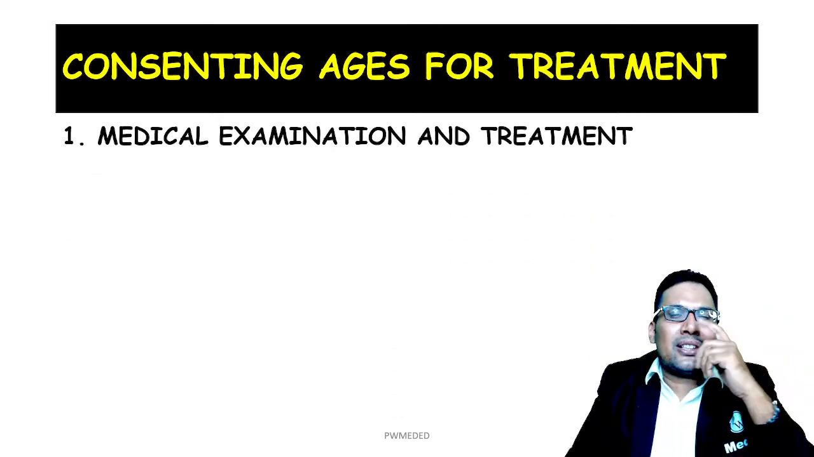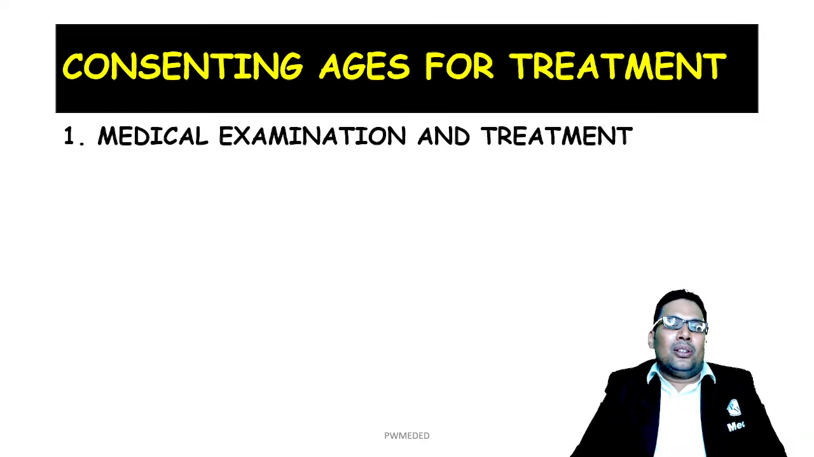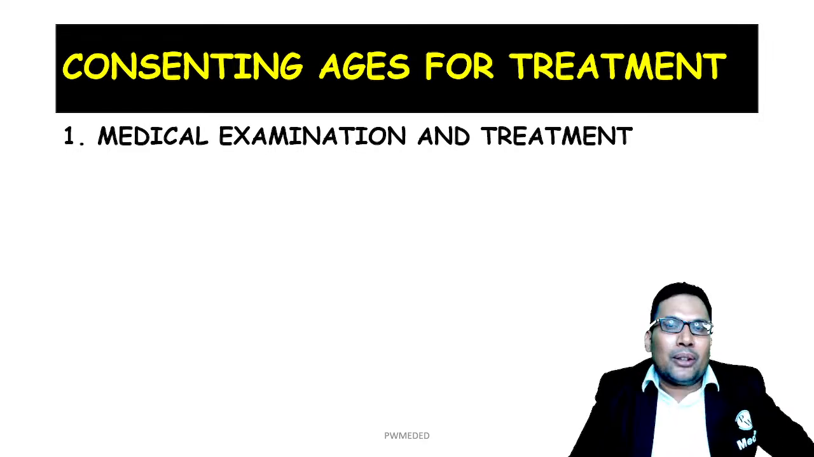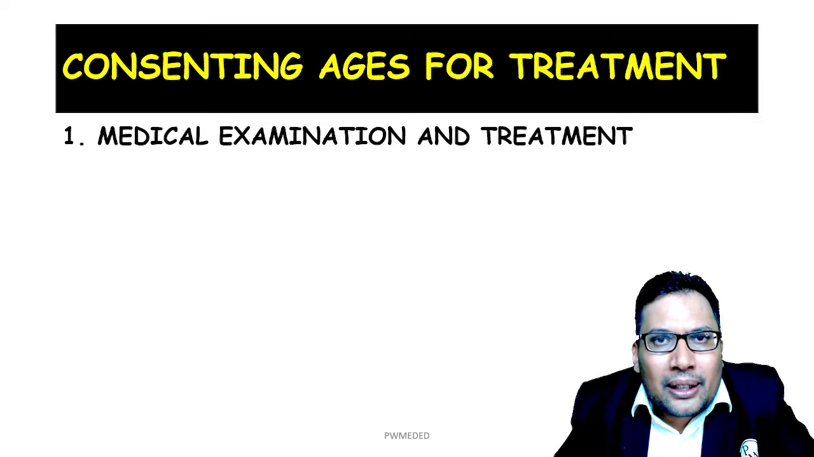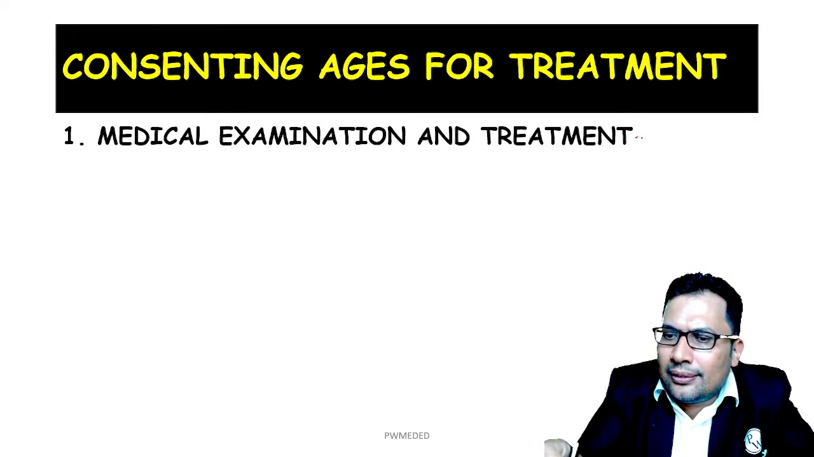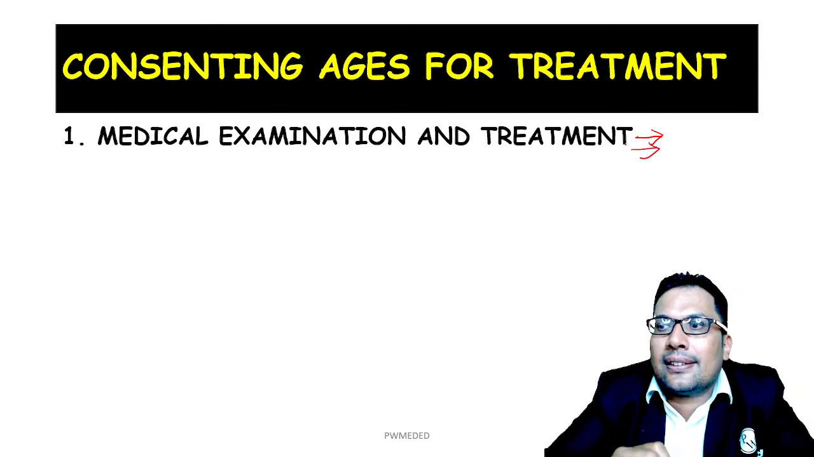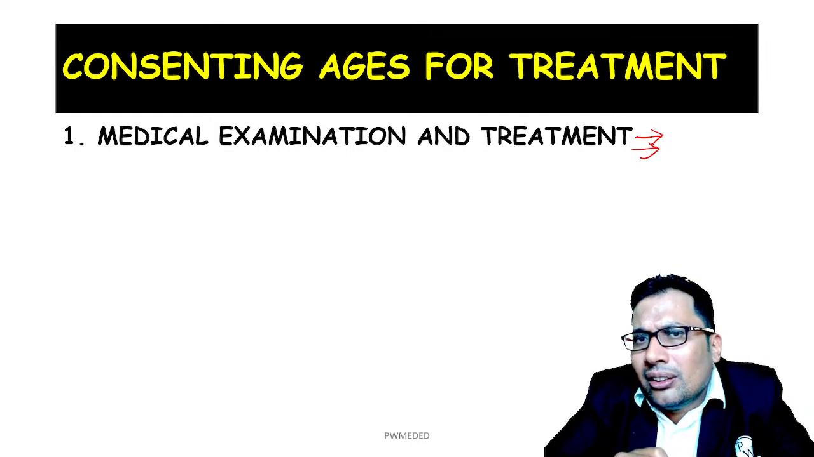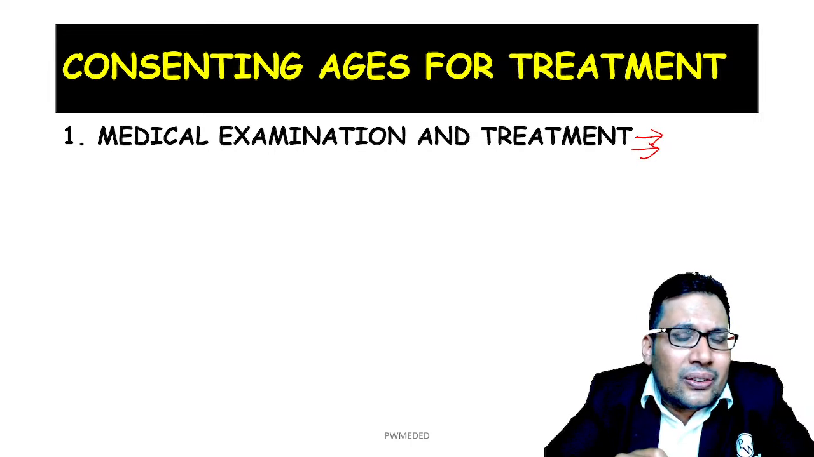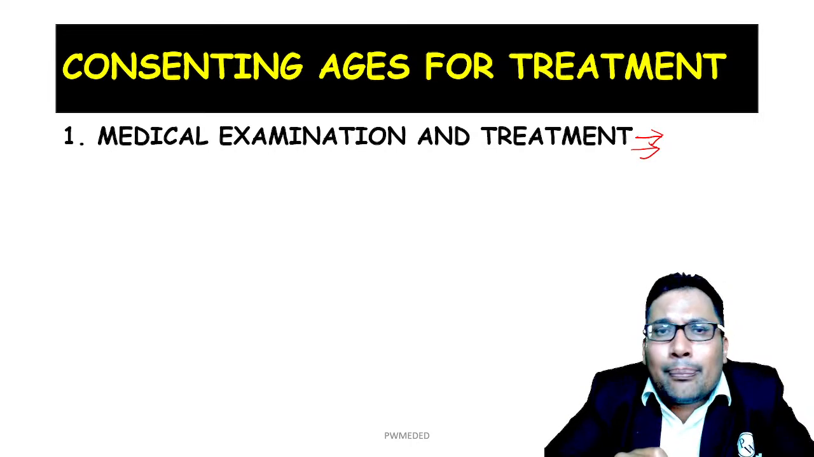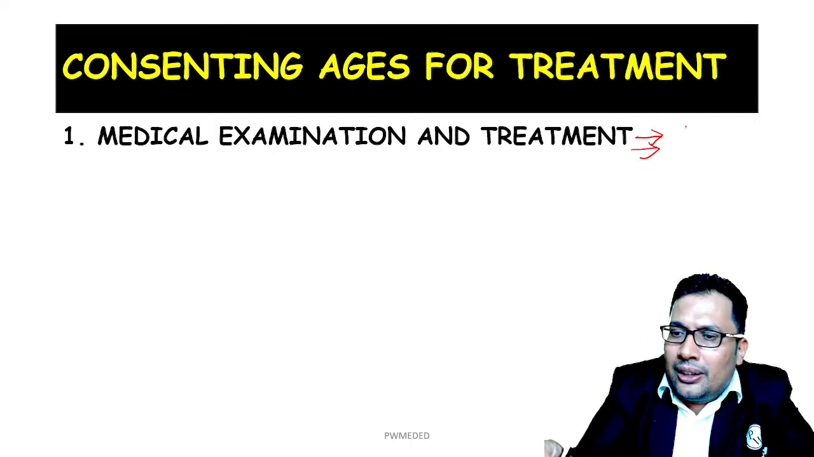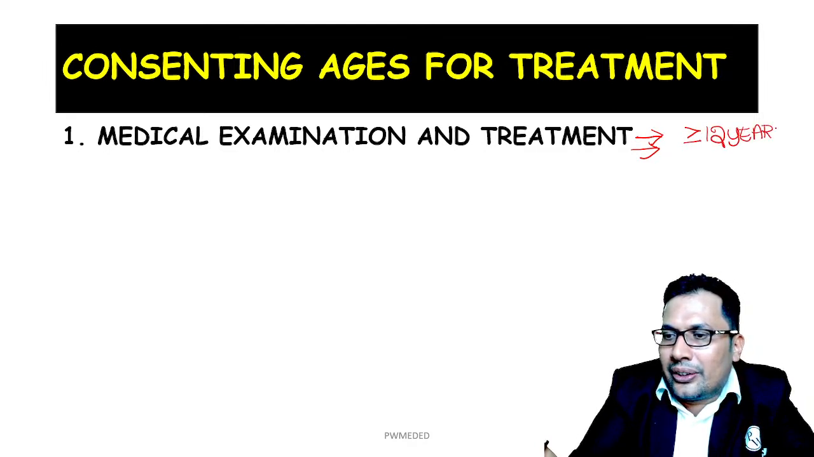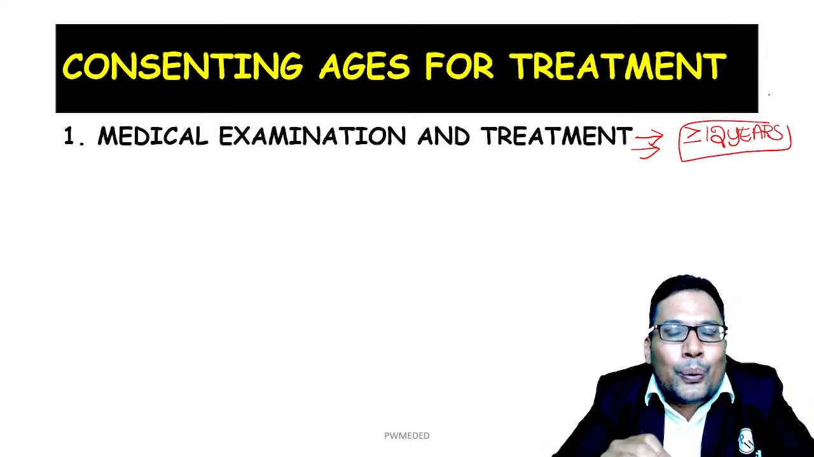Now some questions about consenting ages for treatment. What is the consenting age for medical examination and treatment? Can anyone guess? For example, a patient with tonsillitis: you can examine and give the treatment, antibiotics. What is the legal age for giving consent? No, your answer should be 12 years. So all of you correct yourself. It is 12 years for medical examination and treatment.